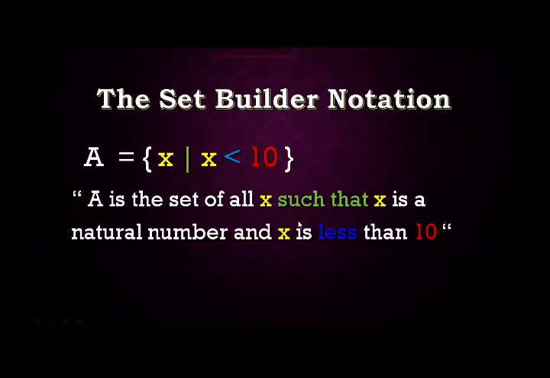As we all know that these are natural numbers, how will we read it? A is a set of all x such that x is a natural number and x is less than 10. These are the code words and we have to read them like this. So this is set builder notation.